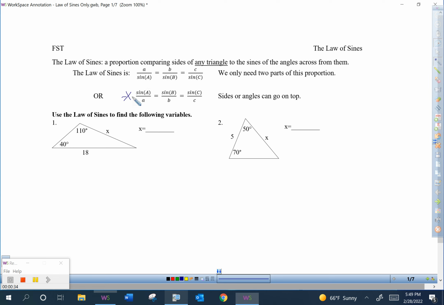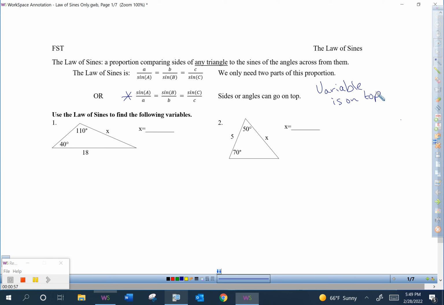I'm pretty sure that's probably how you were taught in geometry, is sine of the angle over the side across from it. But it really doesn't matter which one goes on top with the proportion, as long as they match up angles over sides all the way through, or sides over angles all the way through. I usually set it up so that the variable, whatever I'm solving for, is on top. That just saves a step when you're throwing it in your calculator, but really it won't matter.